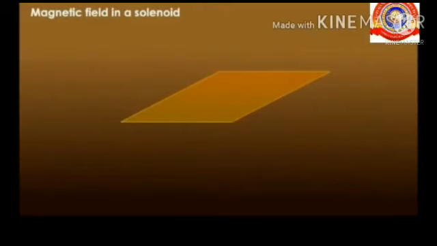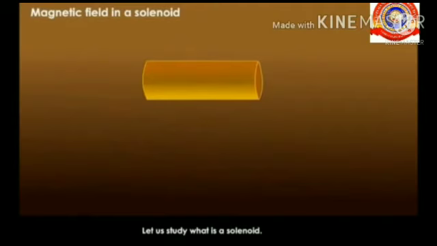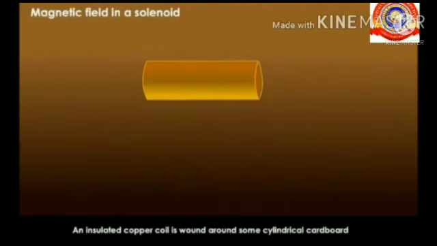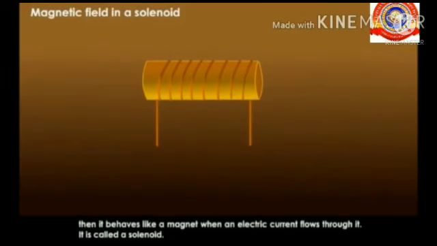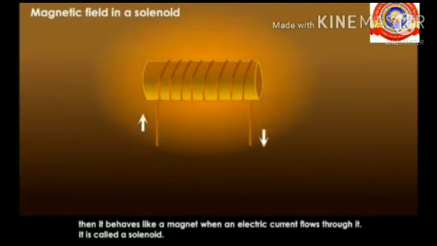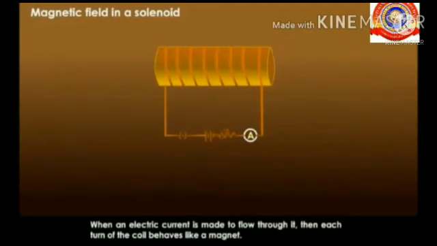So, do you know what is a solenoid? A solenoid is an insulated copper coil wound around some cylindrical cardboard or plastic tube such that the length of the coil is greater than its diameter, that you can see in this video. Then it behaves like a magnet when an electric current flows through it. This structure is called a solenoid. In simple words, a solenoid is a conducting coil wound in the shape of a spring. So, let's take a look at this figure.